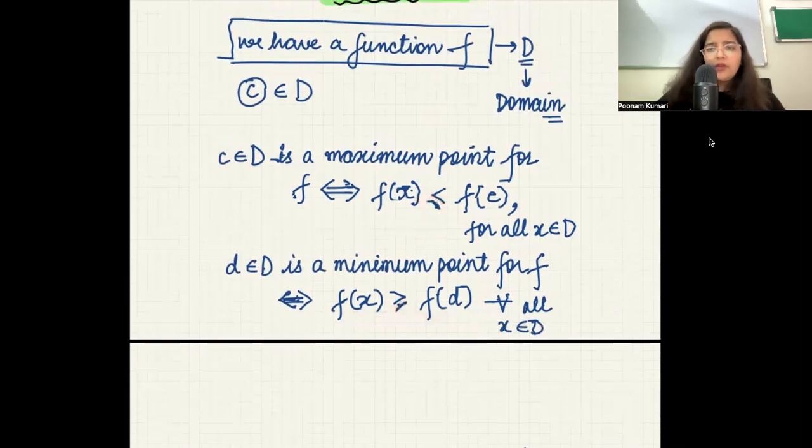Because there could be other points also where your value is the same, which is found at point C or the same point D, but there should be no value which is giving you a higher value. Okay, so this is basically the convention or the definitions that we follow.